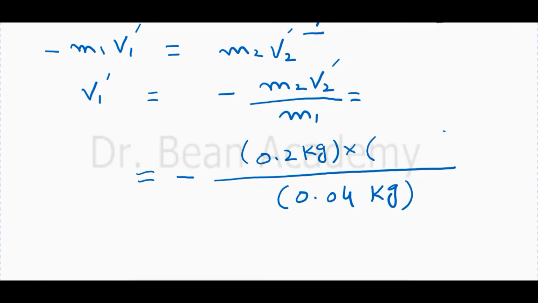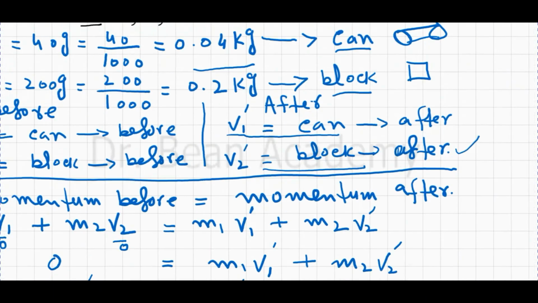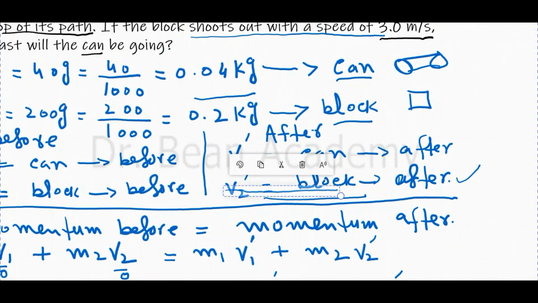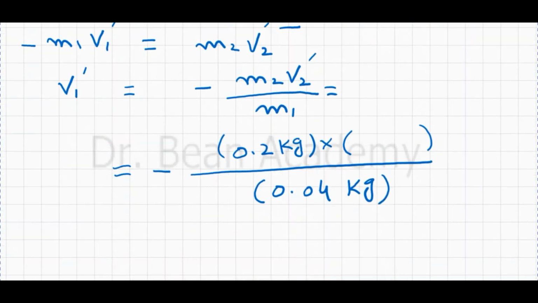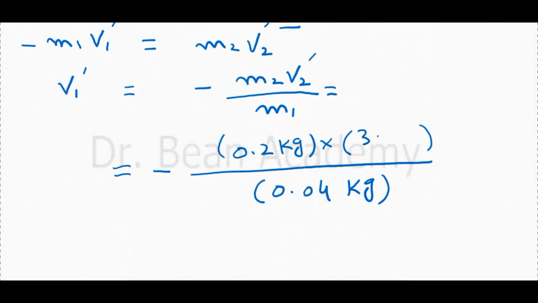And then v2 prime. Let me just find it from the question itself, because I didn't write it in my data sheet. It's 3 meters per second. And my calculator tells me that the value is negative 15 meters per second.